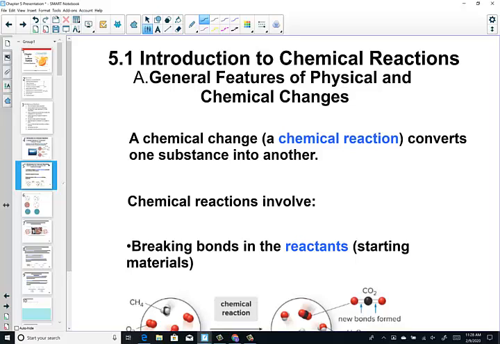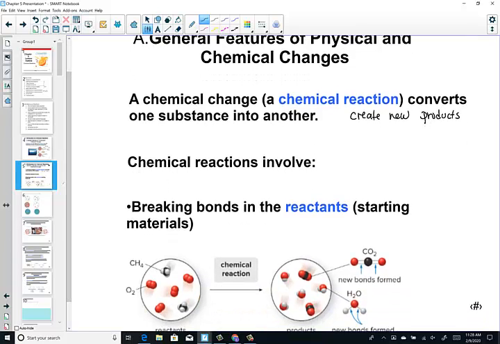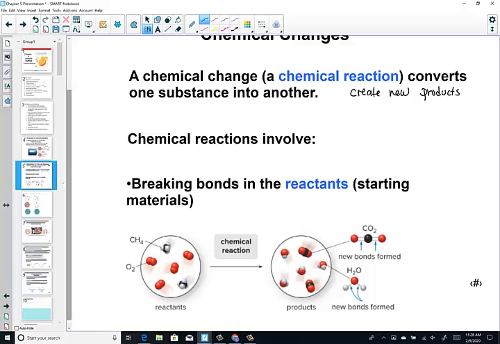On the opposite side of that would be a chemical change. A chemical change converts one substance into another. So we create new compounds. The resulting products are very different in chemical and physical properties than what we started with. Chemical reactions involve breaking bonds on the reactant side and forming new bonds on the product side. Reactants are the starting materials. Products are the ending materials.